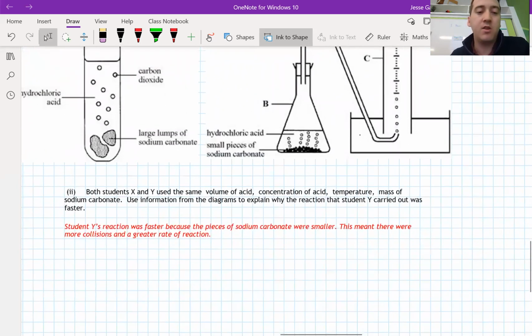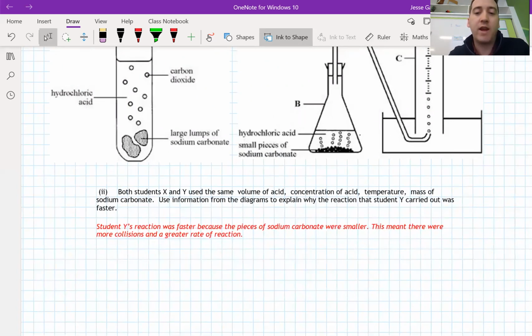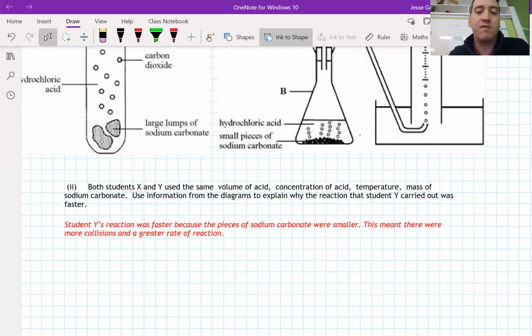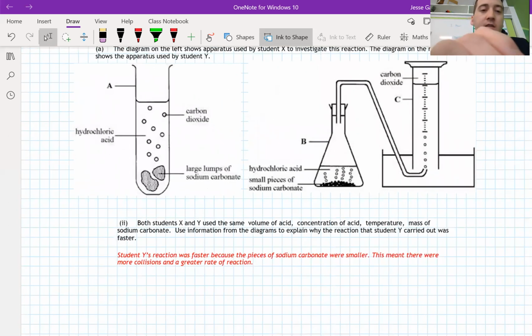Okay, now look at part 2 down below. Both students X and Y use the same volume of acid, the same concentration of acid, the same temperature, and the same mass of sodium carbonate. So they're keeping all these things the same. The question says: use the diagram to explain why the rate of reaction that student Y carried out was faster. This is student Y, and this is student X, by the way.